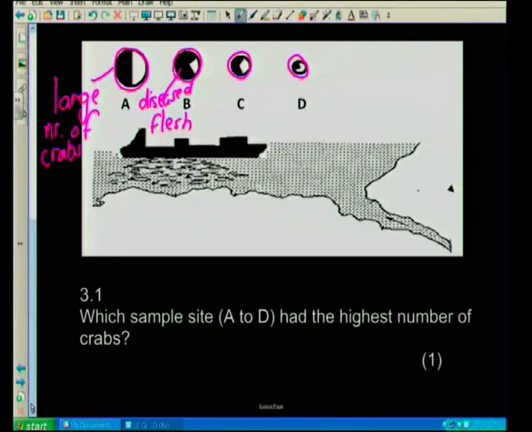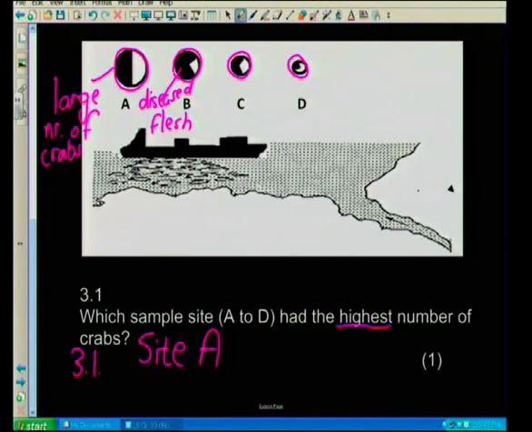Right, now the question says, which sample site, A to D, had the highest number? Yo, this is now easy. I can look at my drawing and you feel good about this because you know the answer, because you worked it out yourself, even before you read the question. And you're going to say, site A. That's your answer. Now also with questions, it's very, very important to use the correct numbering. So you're going to write down 3.1. When the marker marks your answers, they look at their memorandum, which means that they look at their answers. So they want your answer to correspond with their answer. It makes it easier for the marker to mark, and you need the marks. All right, so 3.1, site A, and that is 1 mark.